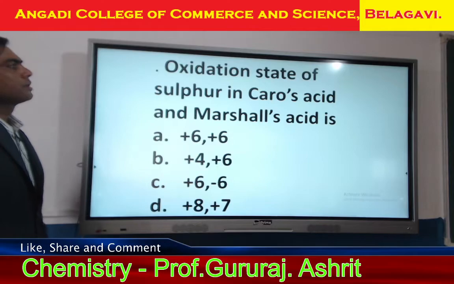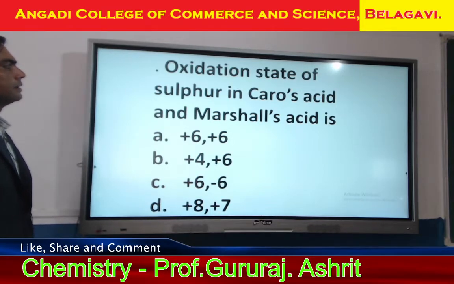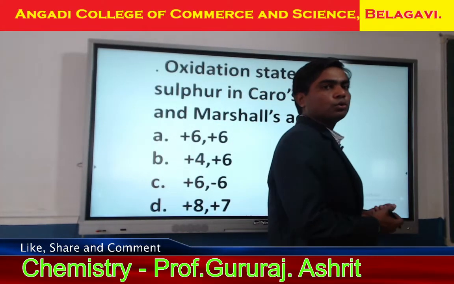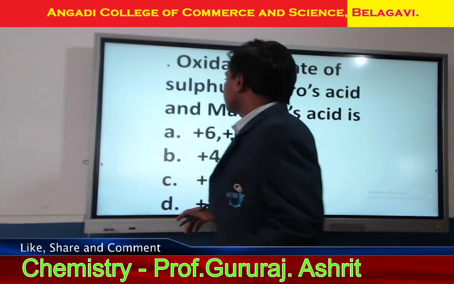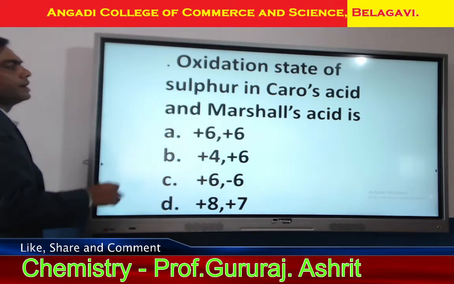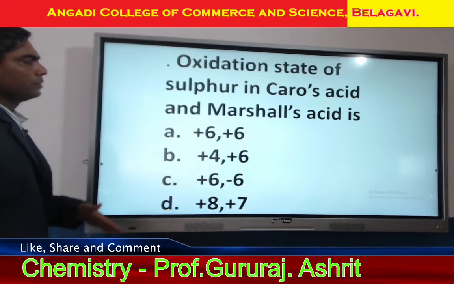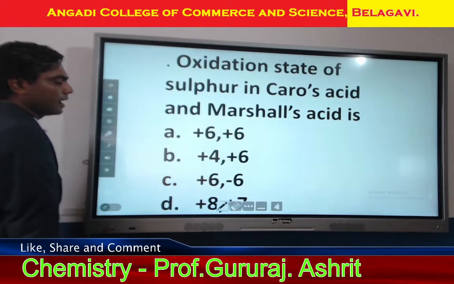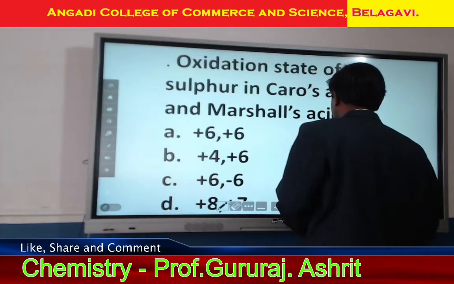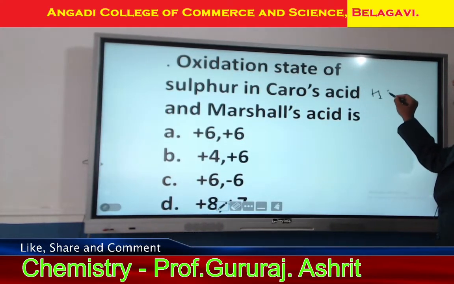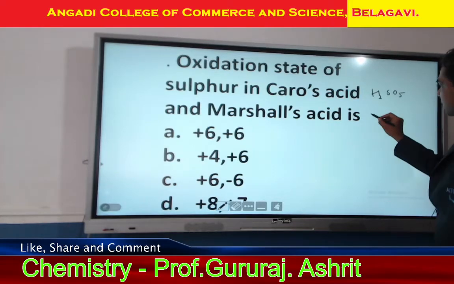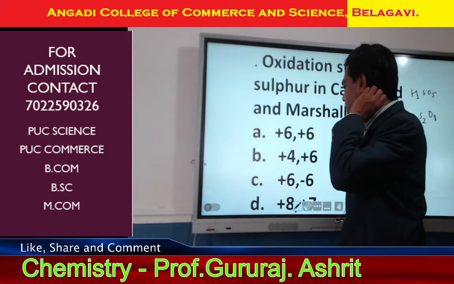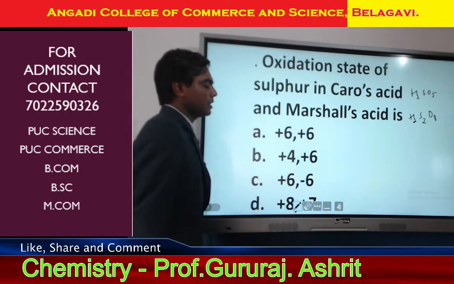Oxidation state of sulfur in Caro's acid and Marshall's acid. He has given two compounds, and we need the oxidation state in each. First you should know the formula of Caro's acid and the formula of Marshall's acid. Caro's acid is H2SO5 and Marshall's acid is H2S2O8. If you know these formulas, find the oxidation state and you will get the answer.